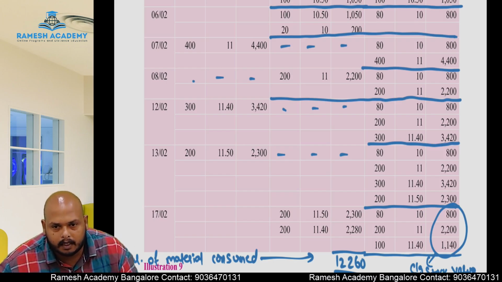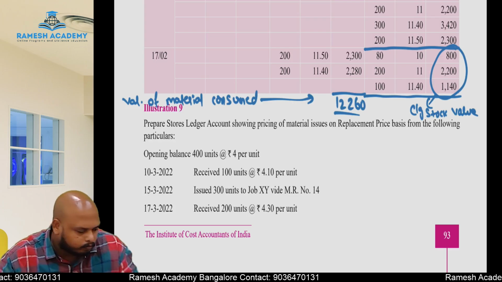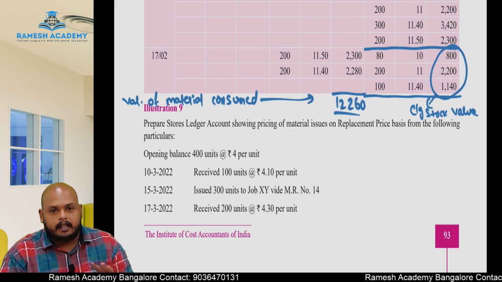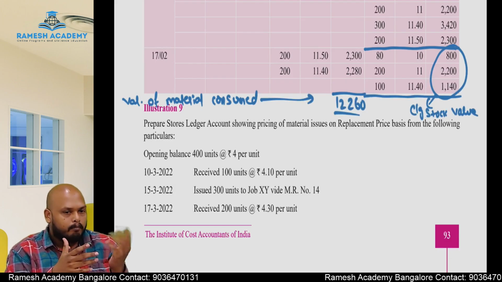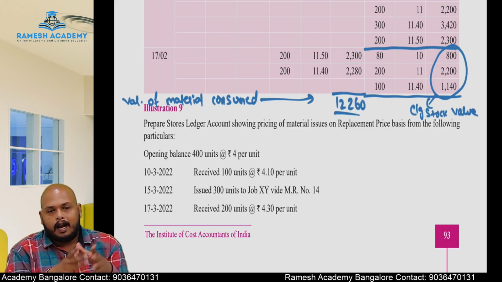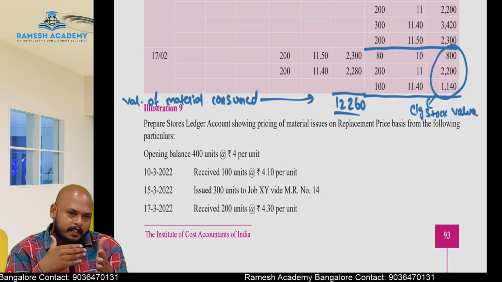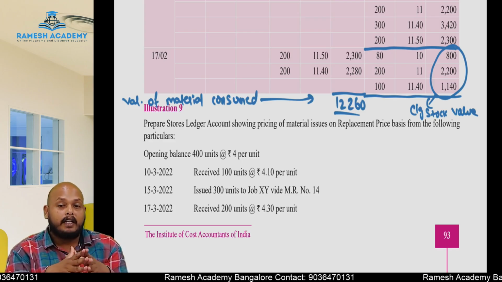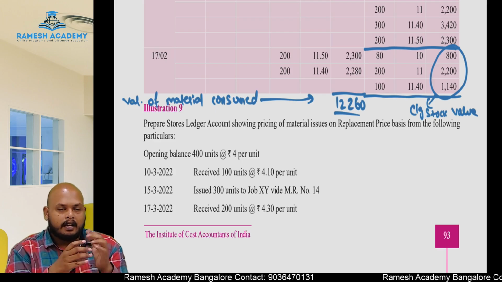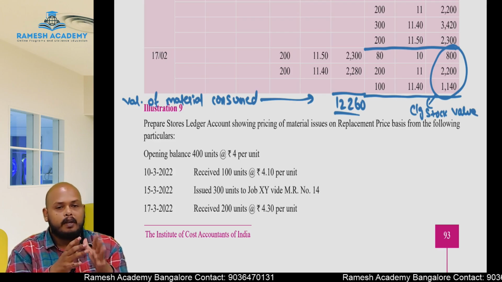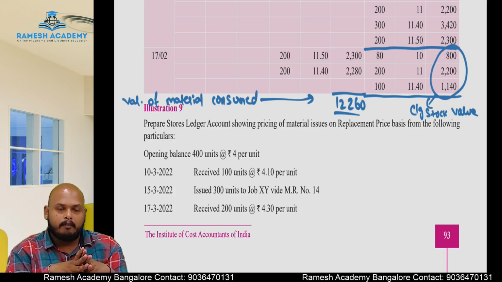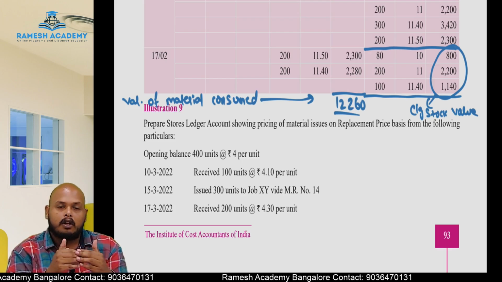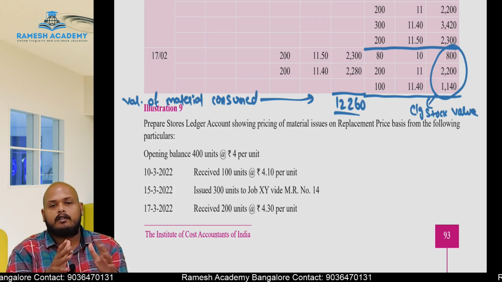Let us move on to illustration number 9. Before that, I will give you a brief difference between the base stock method, FIFO and LIFO. Under the base stock method, either it's FIFO or LIFO, don't get confused. Under the base stock method, compulsorily we have to maintain base stock. We should not touch the base stock while issuing. Without touching the base stock, we have to issue the remaining stock.